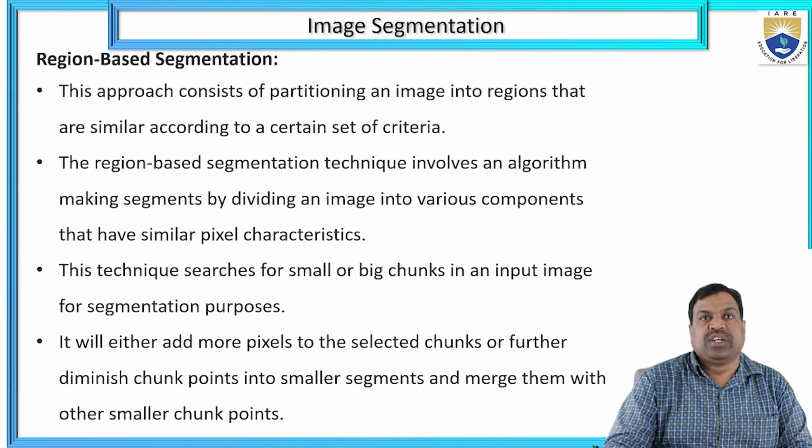Region-based segmentation consists of partitioning an image into regions that are similar according to a certain set of criteria. The region-based segmentation technique involves an algorithm making segments by dividing an image into various components that have similar pixel characteristics. This technique searches for small or big chunks in an input image for segmentation purposes. It will either add more pixels to the selected chunks or further diminish chunk points into smaller segments and merge them with the other smaller chunk points.